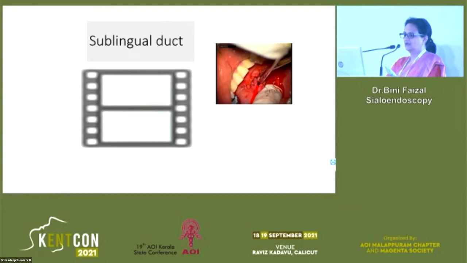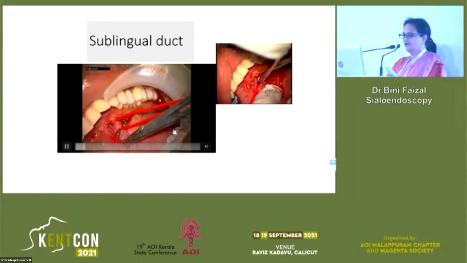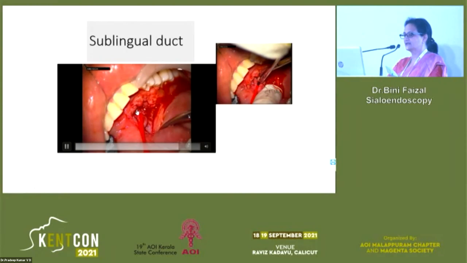So this is one interesting sublingual duct I came across. After the basketing, it was getting stuck. I was not able to find out where. The sublingual duct looked very clean. And as I traced it back, I saw the sublingual duct draining into the main duct. So where the red rubber tube is, it is a sublingual duct. That hooking is a sublingual duct.